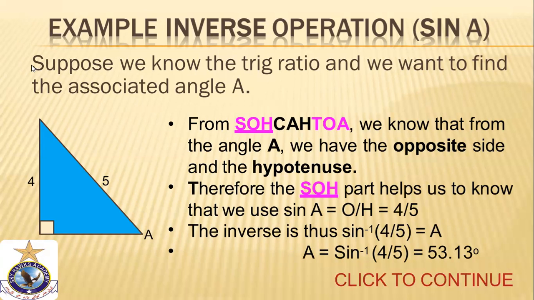Therefore, the SOH part helps us know that we use sine A equals opposite over hypotenuse, which is 4 divided by 5. The inverse, thus sin⁻¹ of 4 over 5, is equal to A. A = sin⁻¹(4/5) = 53.13.